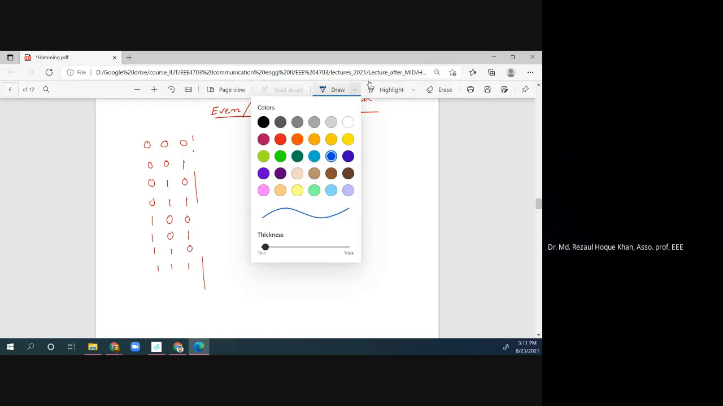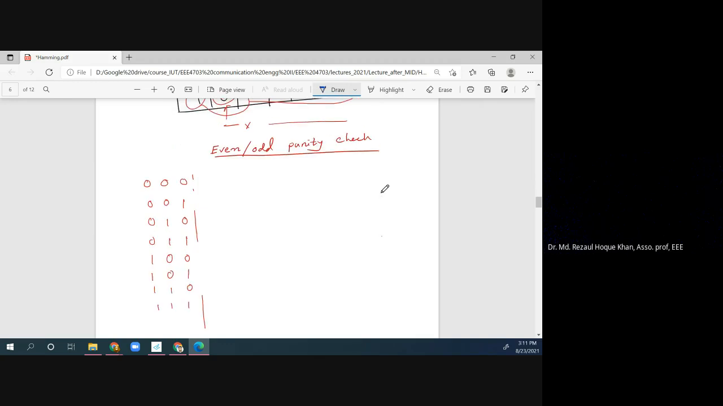Now I would like to convert it to even parity. I will try to make the number of ones even. So how will I make it even? This is odd, so I will add 1. If it's already even, I will make 0. It's already odd, so I'll make 1. It's already even, so I'll make 0. It's already even, I will make 0. It's odd, so I will make 1. So this will be our total code.